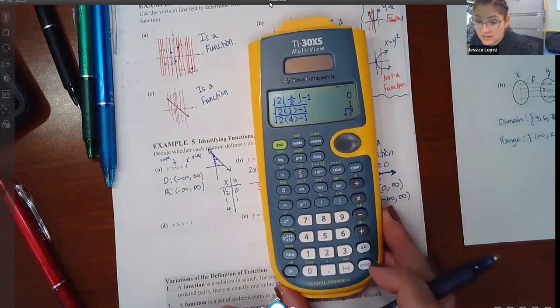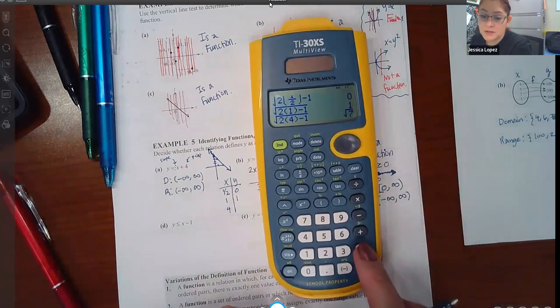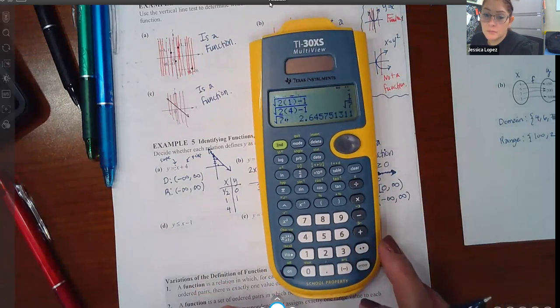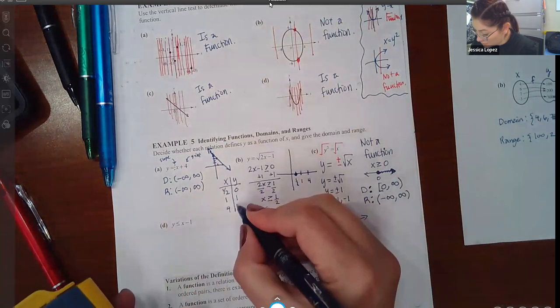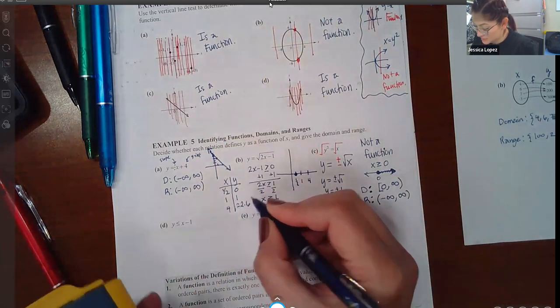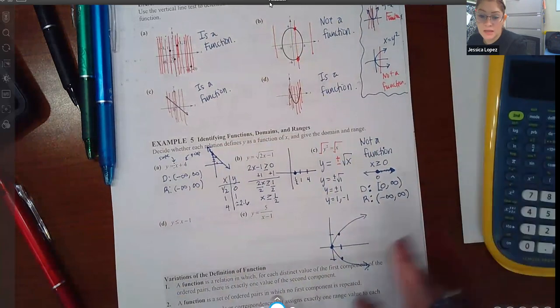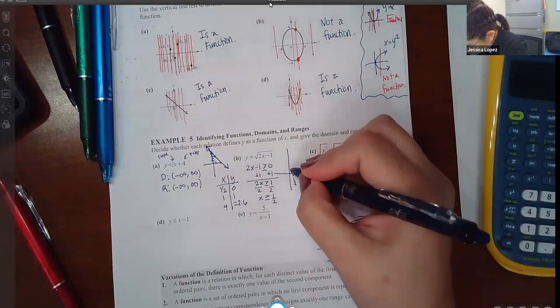I get square root of 7. I don't know where that is on the graph, so I'm going to turn it into a decimal. But I get approximately 2.6. Okay. And so then that lets me know how to graph this.